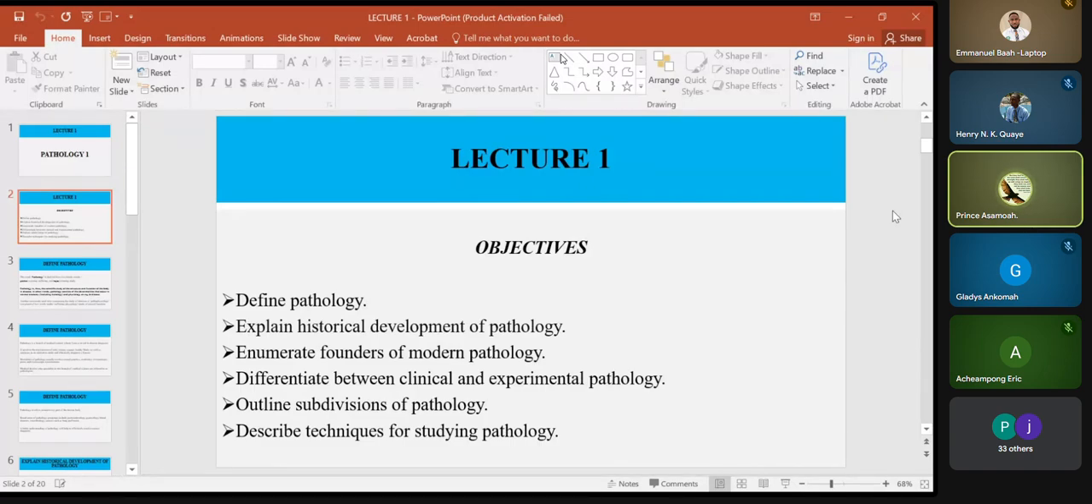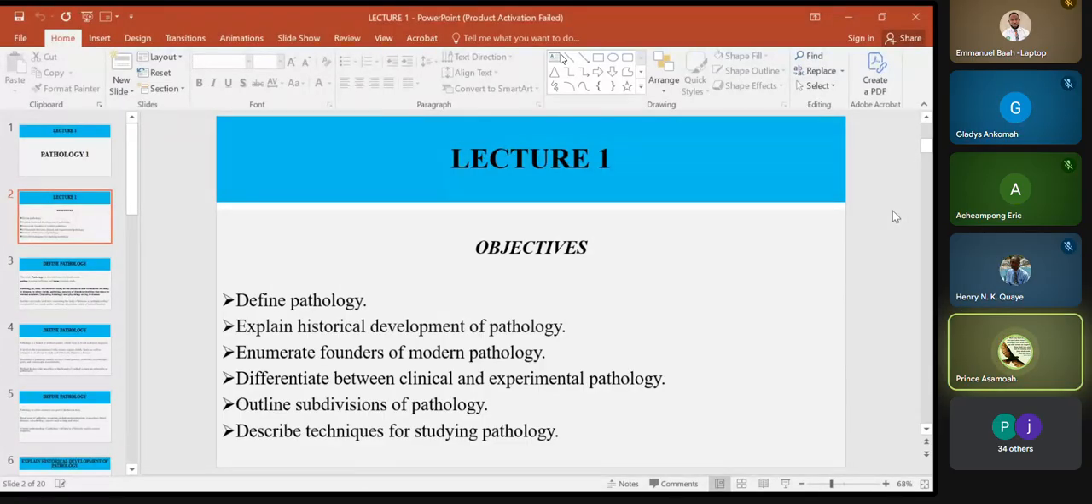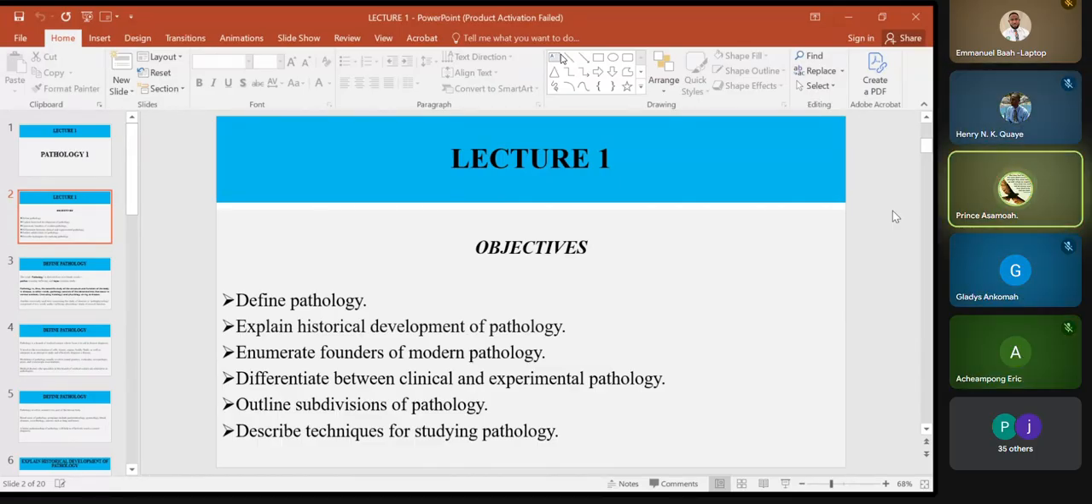The objectives are clear: to define pathology, explain the historical development of pathology, enumerate the founders of modern pathology, differentiate between clinical and experimental pathology, outline the subdivisions of pathology, and describe techniques for studying pathology. So this is what we are going to go through for this afternoon.